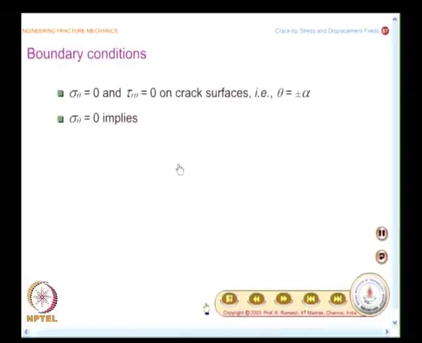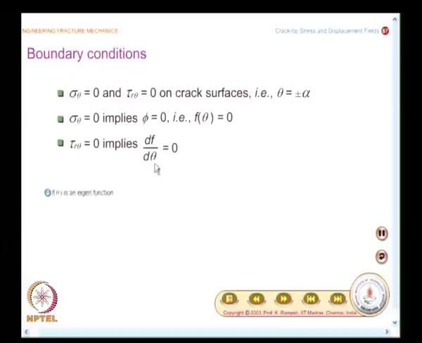And whatever I have mentioned is summarized here. On the crack surfaces, sigma theta equal to 0 and tau r theta equal to 0, that is when theta equal to plus or minus alpha. When I say alpha, it is still a wedge only. If I say alpha equal to pi, it becomes a crack. So, you get in one case the function of theta equal to 0, in another case the first differential of the function is 0.